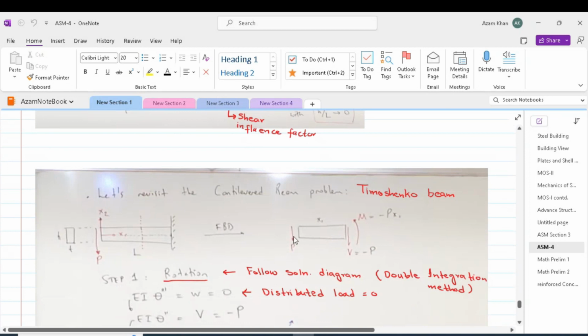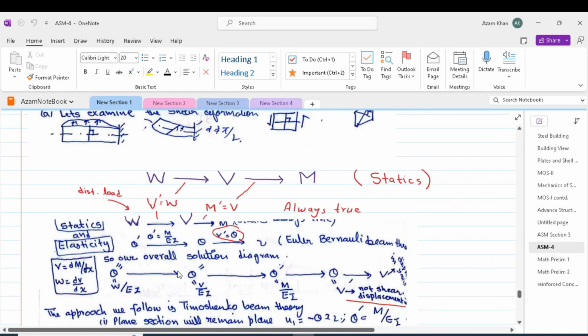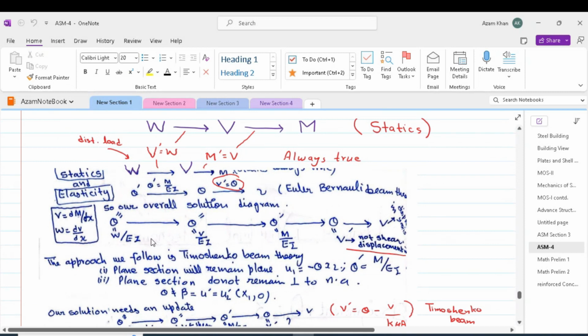So we can draw the free body diagram of this beam. We will have the shear facing down and a counterclockwise moment equal to minus Px1. The shear will be equal to minus P according to our sign convention. So in this solution diagram, we can either start from theta triple prime equal to W over EI, or we can start from theta double prime is equal to V over EI.